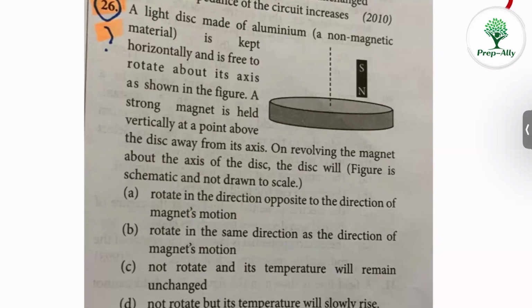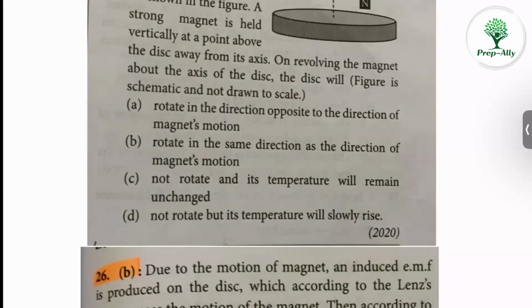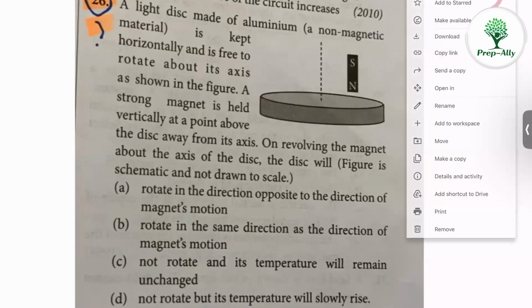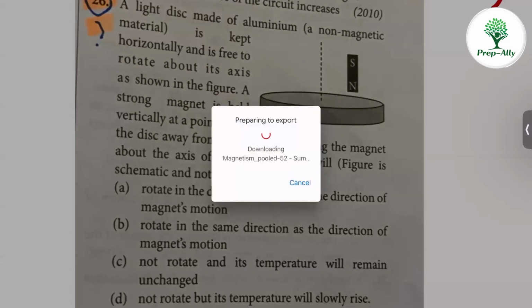Okay, what is the doubt here? Can you explain this question, sir? It will rotate in the same direction. Huh? That's why a little bit of science camp kind of thing is required.